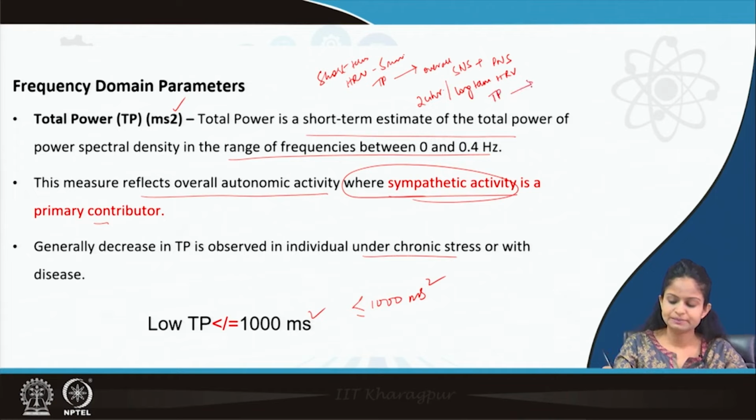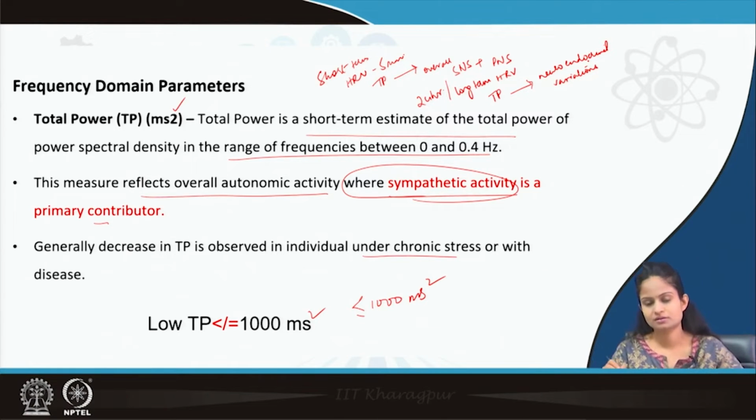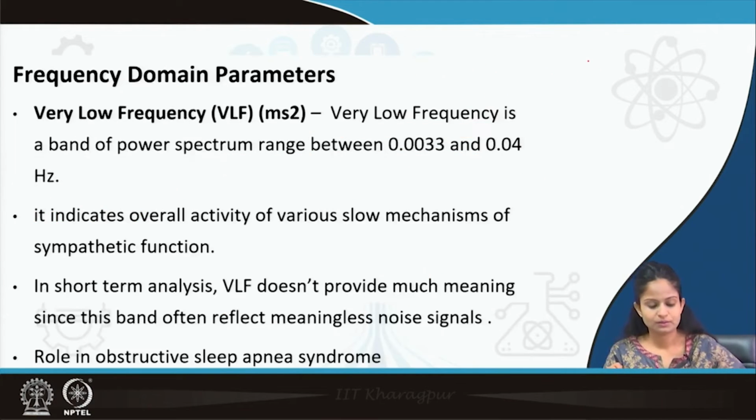at that time TP usually includes the neuroendocrinal or hormonal variations, and the cyclical variations are usually included. So, this is all about your total power.